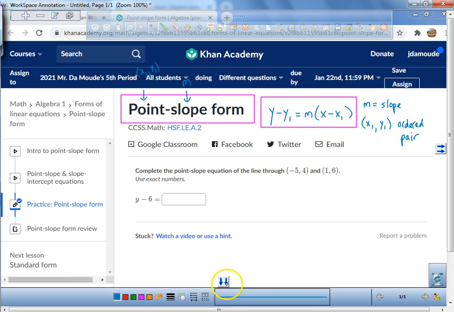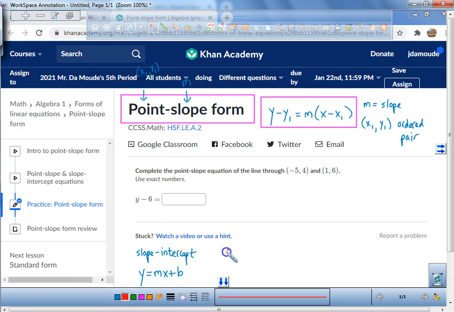So let's review all the different forms that we should already know. Now you should know two forms specifically, all right? So what's the form that everybody should know? Slope intercept. So these are the forms that you should know. Slope intercept form is y equals mx plus b. So everybody should know slope intercept form.